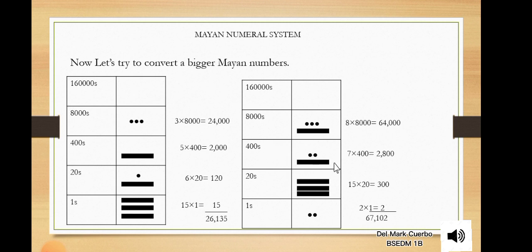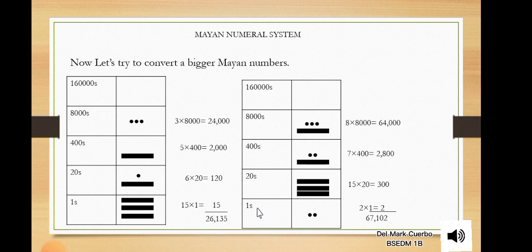So 5, a bar, is equal to 5. So 5 plus 2 dots is equal to 7. So 7 times 400 is equal to 2,800. And here in 20's place, we have 3 bars. So 5, 10, 15. So 15 times 20 is equal to 300.